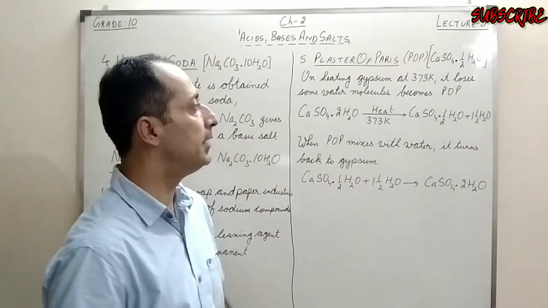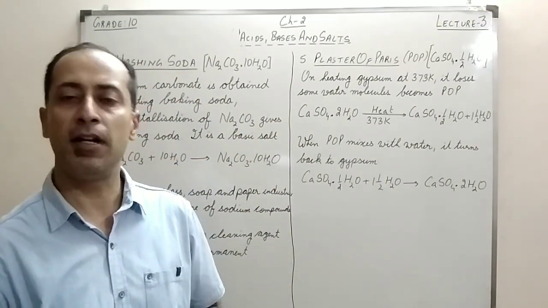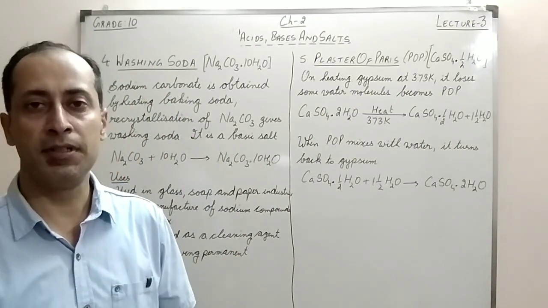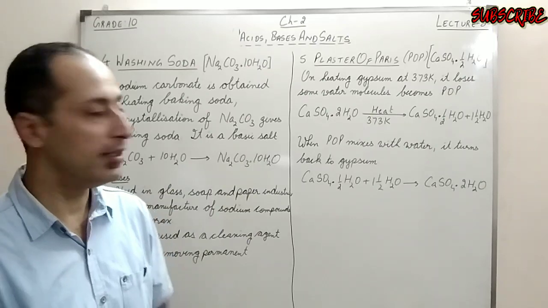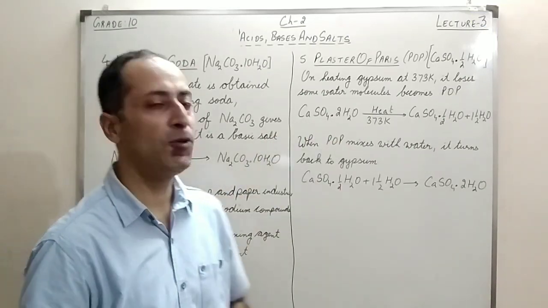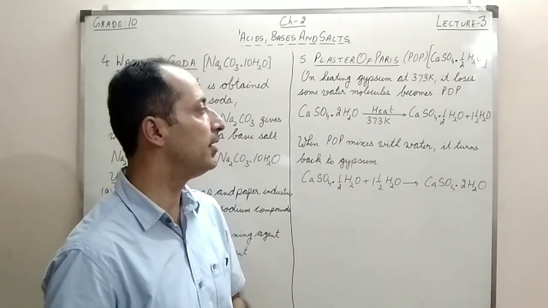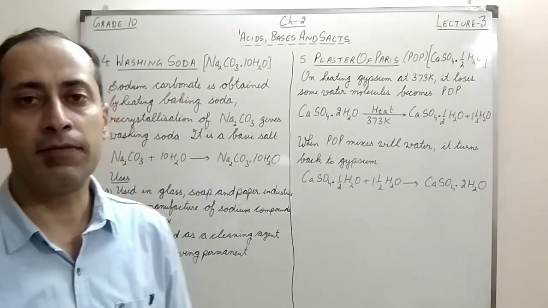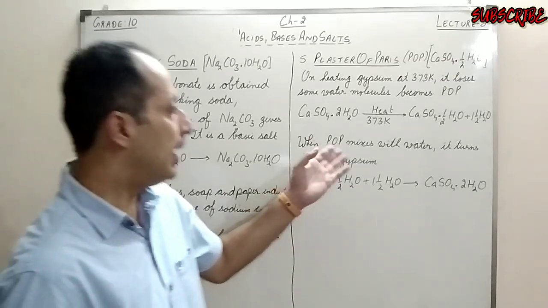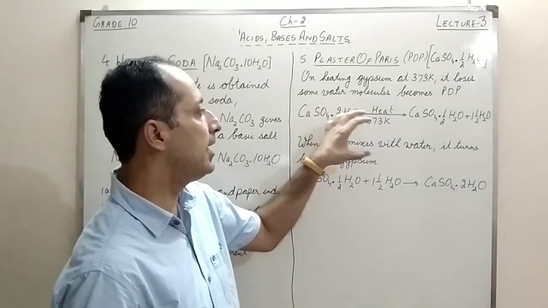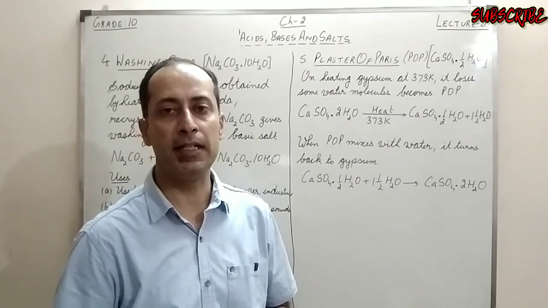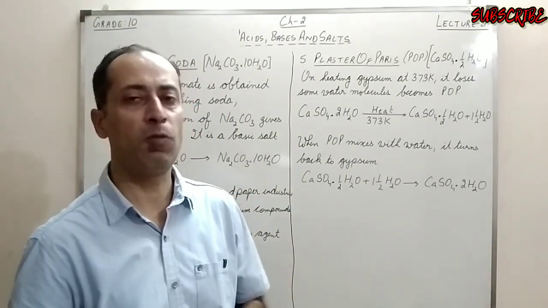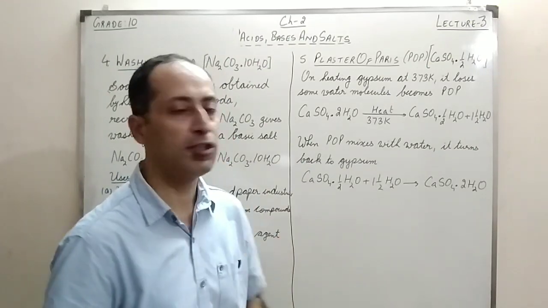On heating gypsum at 373 Kelvin, that is about 100 degrees Celsius, it loses some water molecules and becomes calcium sulfate hemihydrate. Now this is the reaction: CaSO4.2H2O when heated at 373 Kelvin forms CaSO4.1/2H2O plus 1.5H2O is removed. This calcium sulfate hemihydrate, that is POP, is a kind of white powder, right? And when this POP mixes with water, it turns back to gypsum again.